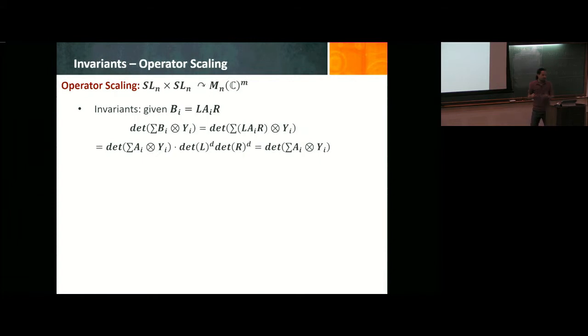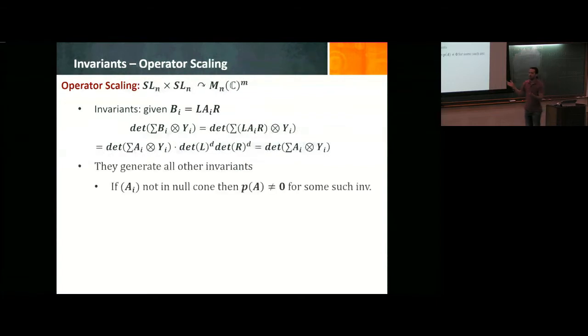Okay, so we found the invariants. And it turns out that these invariants also generate any other invariant for this action. So if my tuple is not in the null cone, there must be some invariant of this form for which P(A) does not vanish. And we need to use this now for the analysis. Now, if my tuple of matrices A has integer coefficients, I can choose this polynomial, with these y_i's, to have integer coefficients.